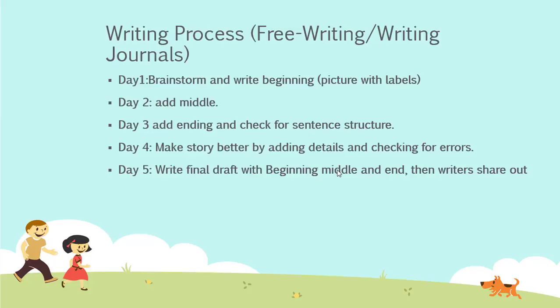So what this will look like throughout the week is day one, they brainstorm and begin to write a picture with labels. Day two, add a middle. Day three, add an ending and check for sentence structure. Day four, add details, check for errors. And day five, complete their writing and then share out. That's ideally what it looked like. However, I'm going to also talk about what is also okay and what else we can see improvement from.